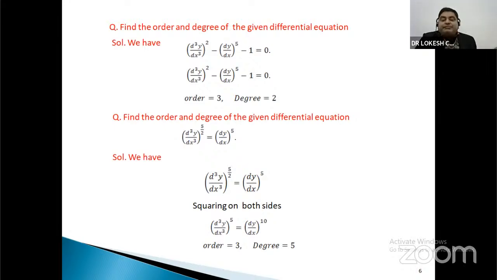So this was the example of radical terms in the equation. Suppose a term comes like d cube y by dx cube whole power 1 by 3, then we will cube both sides. So we eliminate the denominator of that radical power. According to that power, we will square, cube, or do whatever calculation is needed.